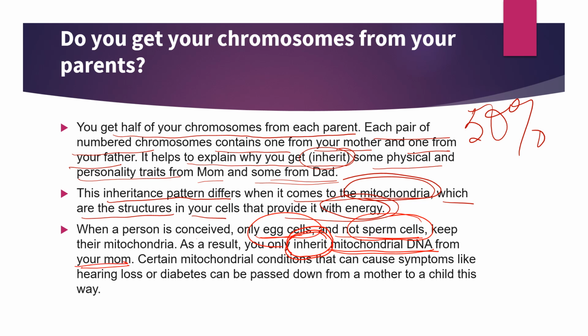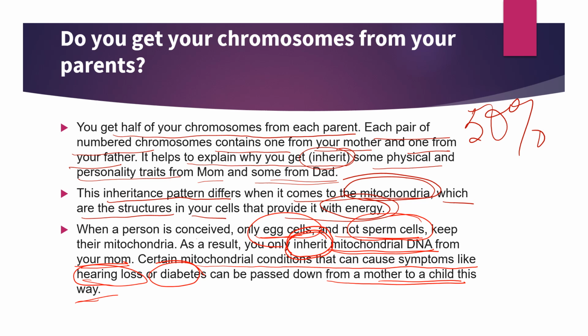Certain mitochondrial conditions cause symptoms like hearing loss and diabetes, which are passed down from a mother to a child. Now it is very rare that this is passed on from a mother to a son or to a daughter.